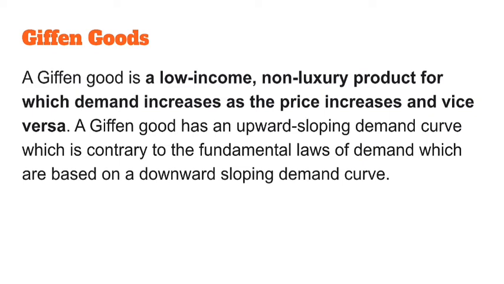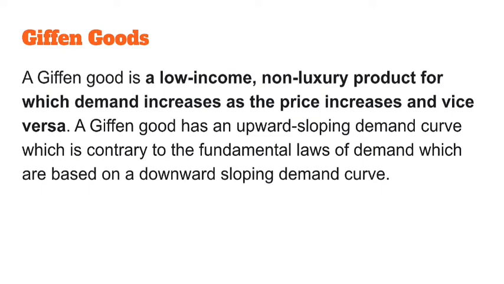We have already seen the demand curve of a normal good, which is downward sloping from the left. Left means our left side. So the demand curve is downward sloping in the case of normal goods. But in the case of a Giffen good, the demand curve is upward sloping, just like a supply curve. So these are basically low income, non-luxury products, Giffen goods.